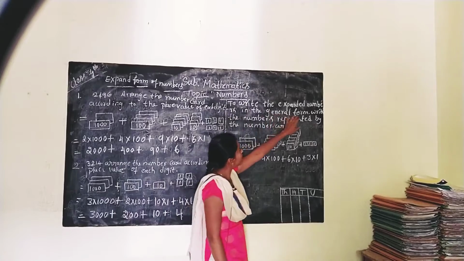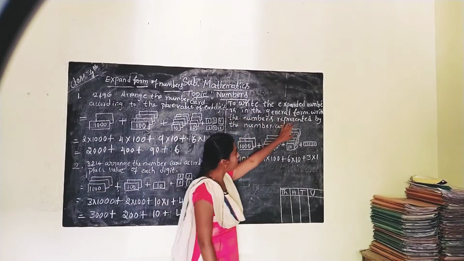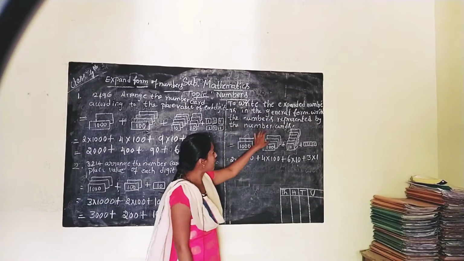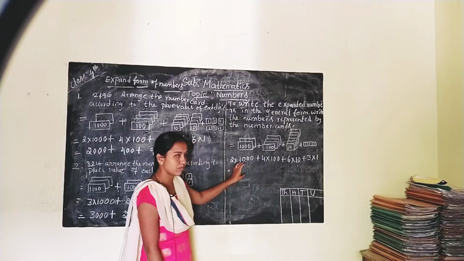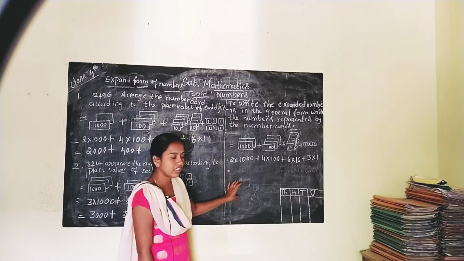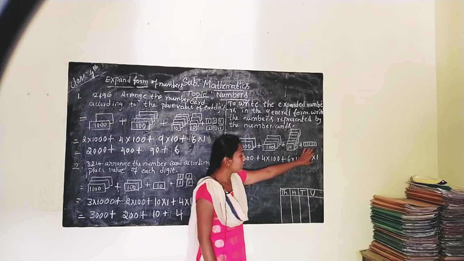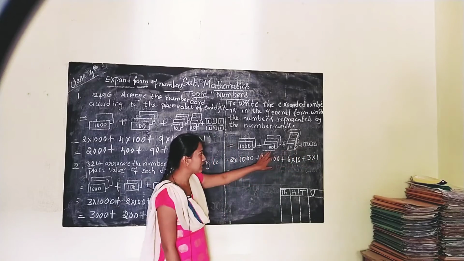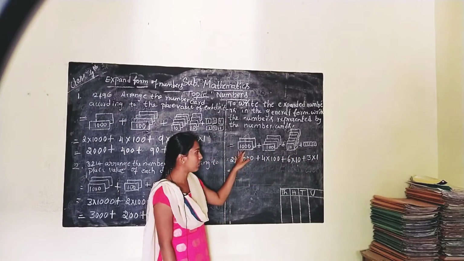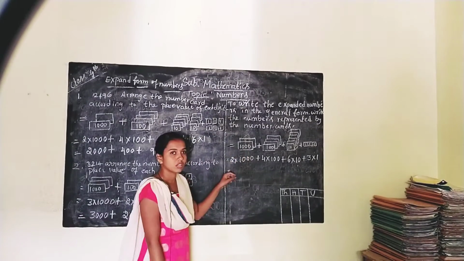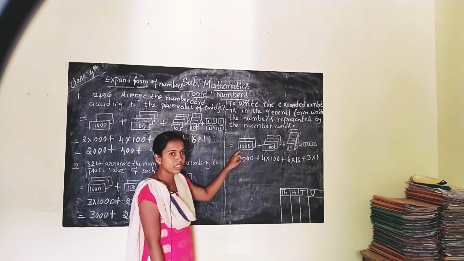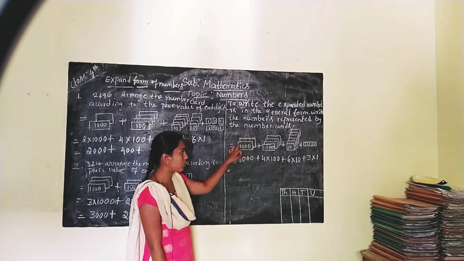To write the expanded numbers in the general form, write the numbers represented by the number cards. Children, the given is expanded form. We have to write the general form. This is the units place, this is the tens place, this is the hundreds place, this is the thousands place. 2 in the 1000 place. How many cards are there in the 1000 place? We count 1, 2. 2 cards are there.